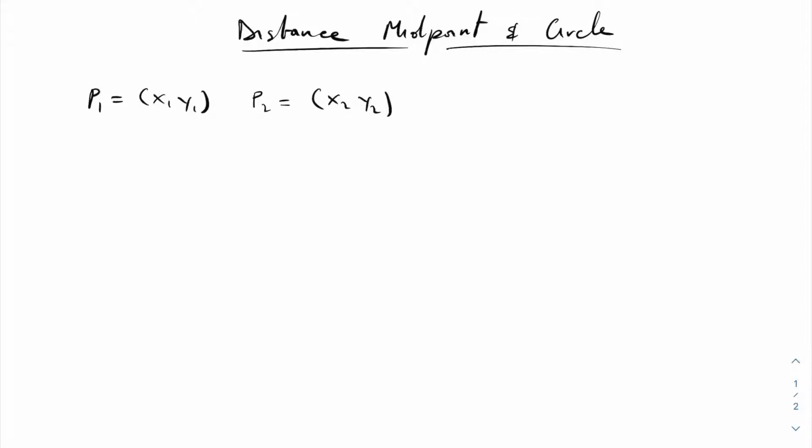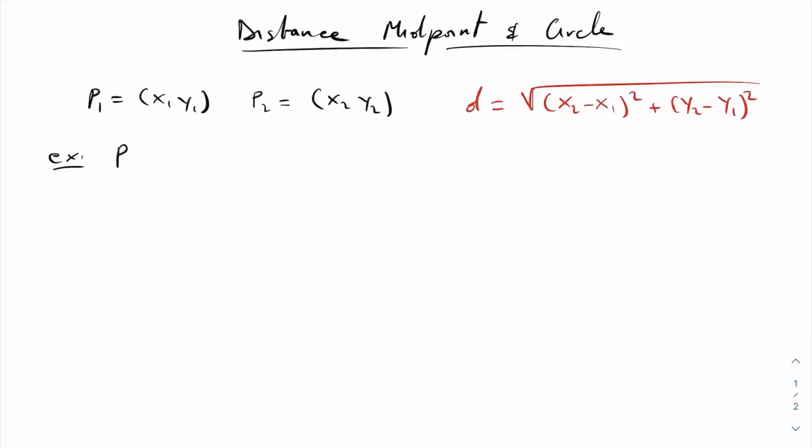Well, there's a formula for that, and the formula is d for distance equals the square root of (x2 minus x1) squared plus (y2 minus y1) squared. Let me give you an example so I can show you how this formula actually comes to life. So in my example here, I'm going to have the first point P1 equals negative 2, negative 1, and the second point P2 of coordinate 2, 2.